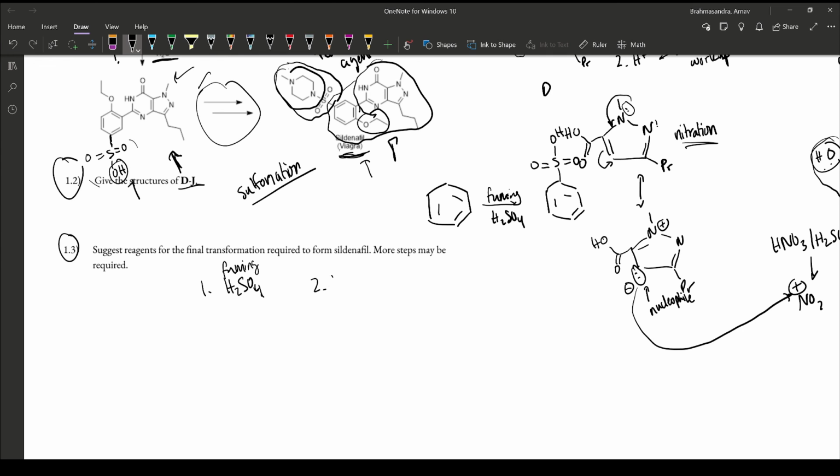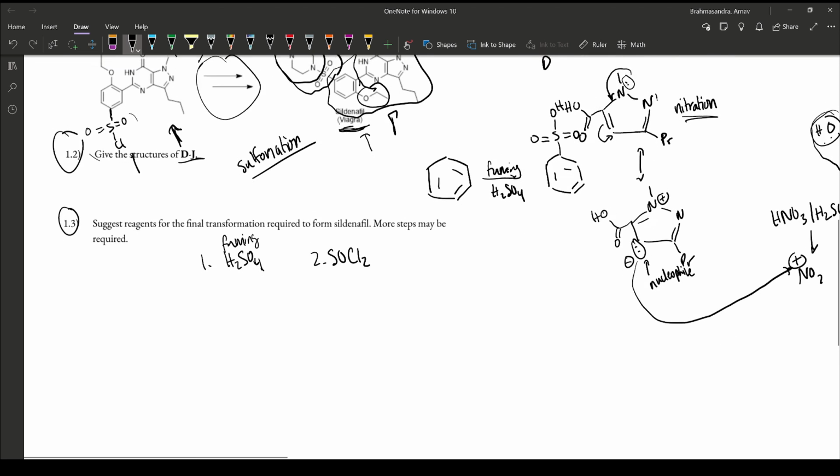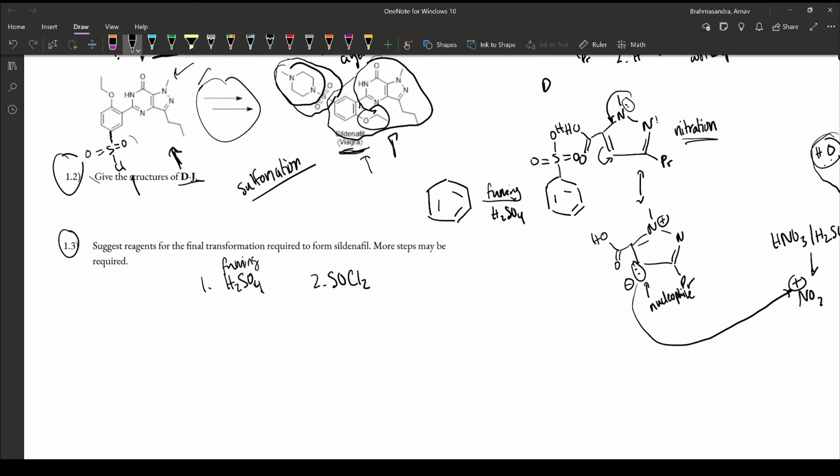Then we want to apply our SOCl2. What is that going to do? That's going to take our OH group and make it a chlorine. And the final thing we want to do is replace that chlorine with our amine. What amine group specifically do we need? We need an amine group that's going to make the final product have this structure. So the amine group we want to use is going to look like this.